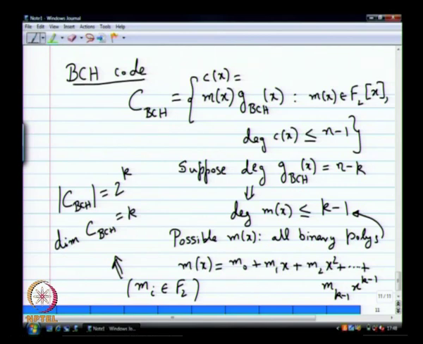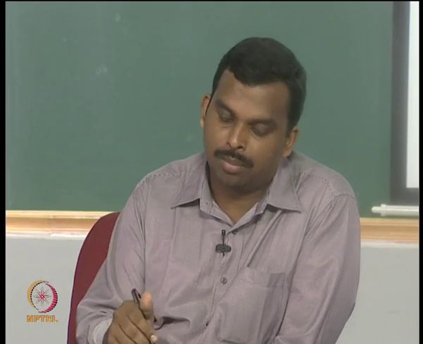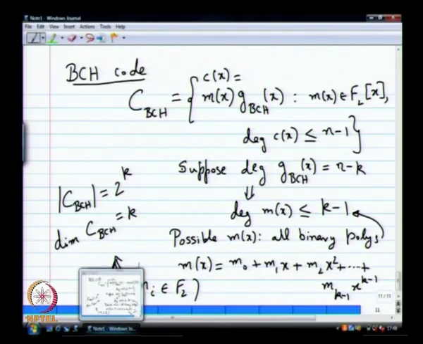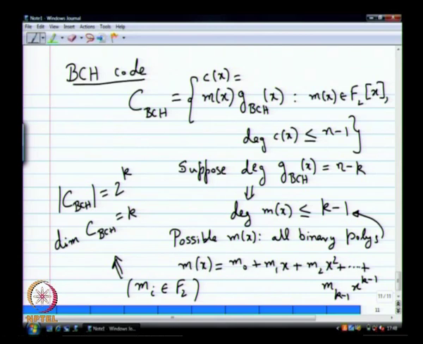You take any two code words here and add them, what will happen? You will still get a valid code word which satisfies Hc transpose is 0. So it is not a problem. You can show it is a valid subspace. So we can go from the size of C_BCH to the dimension without too much trouble.